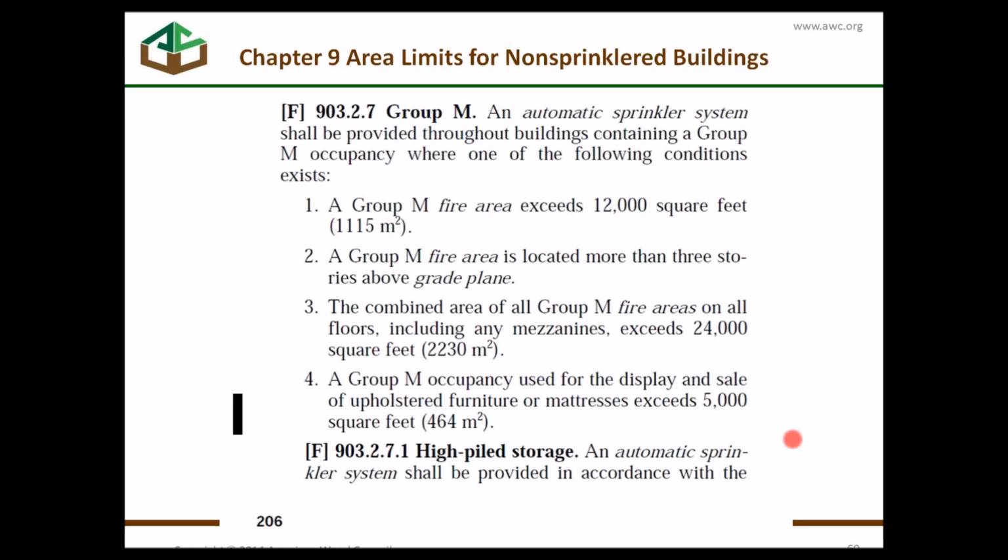If we go back to Chapter 9, we find that if a Group M fire area exceeds 12,000 square feet, you have to have sprinklers. Well, you say, maybe there are fire barriers in there to separate the fire area into smaller chunks. That may be true, and you could do that and not have sprinklers. But for this 3-story Group M, and certainly if it was a 4-story Group M, you'd have to have sprinklers right off the bat, no matter how big it is.